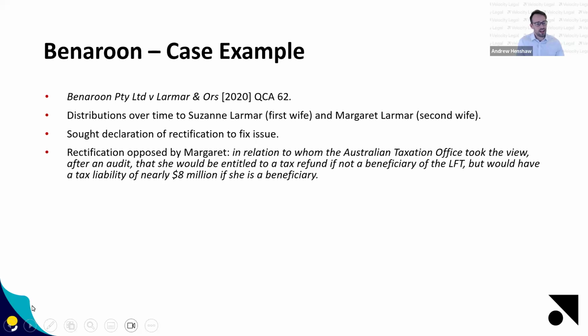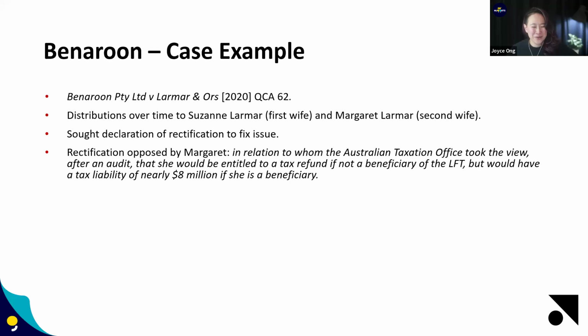And there's a really interesting line in the case. Margaret appeared to be under audit from the ATO. If she wasn't a beneficiary of the trust, she would be entitled to a refund. But if she was a beneficiary, she'd have a tax liability of nearly $8 million. Presumably that's over a 4 or 5 year period. I don't know the details because it's not in the case, but you can see what the stakes are sometimes when you compound the issue because it's been done for so long.